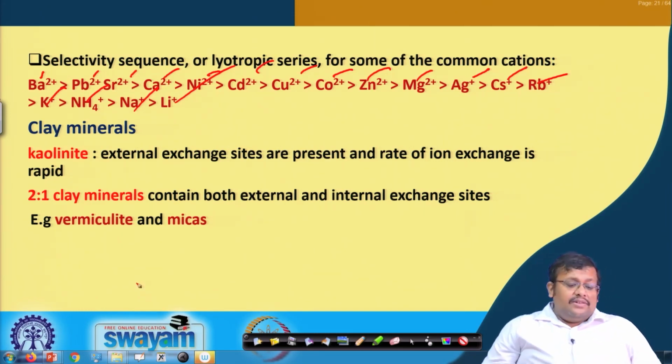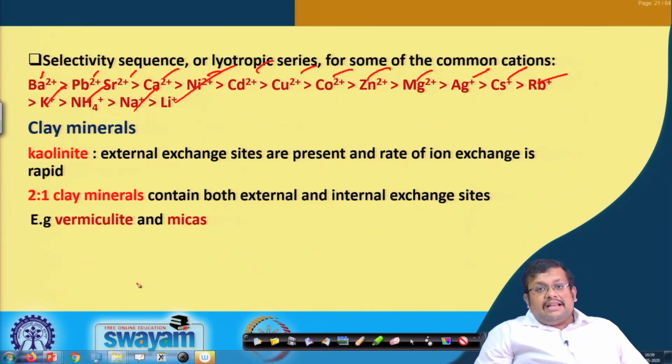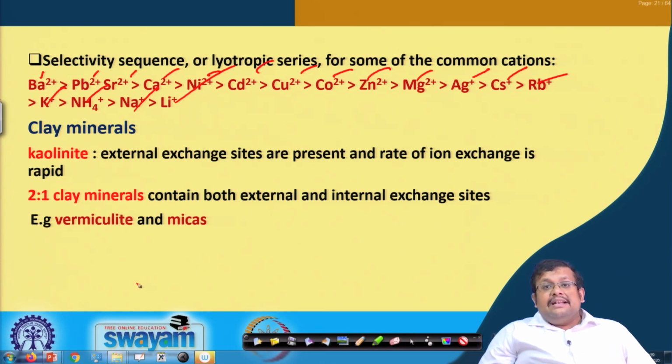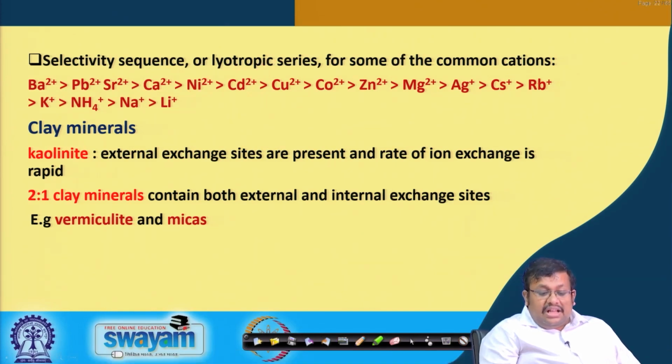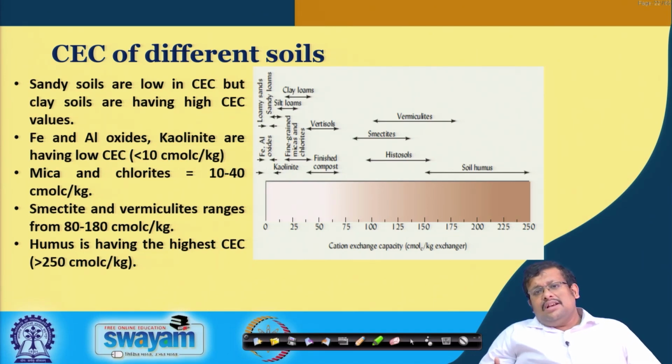In the case of clay minerals, kaolinite has external exchange sites only, and the rate of ion exchange is rapid. 2:1 type minerals contain both external and internal exchange sites, for example vermiculite and micas. If we consider the CECs of different soils, sandy soil has lower CEC but clay soil has high CEC values, because sands are electrically neutral and do not produce charge. As a result, they have no or very low CEC.